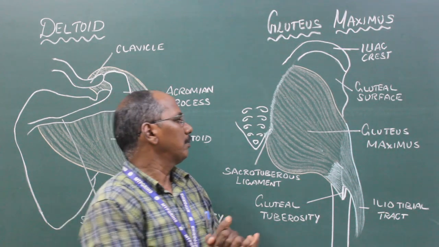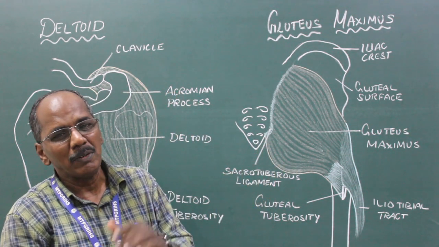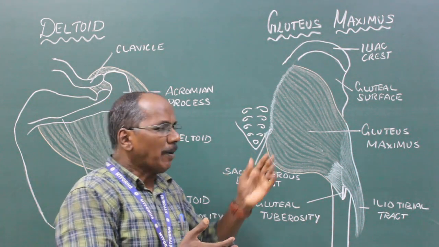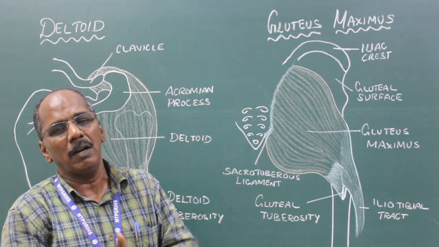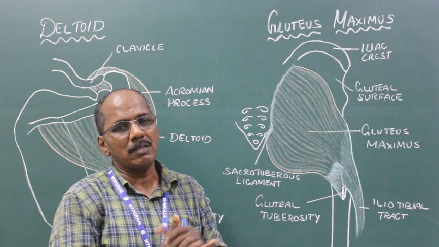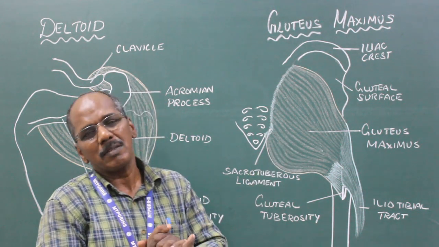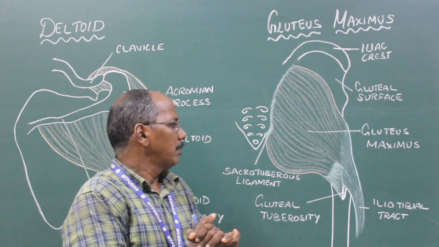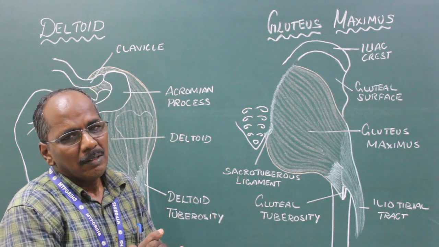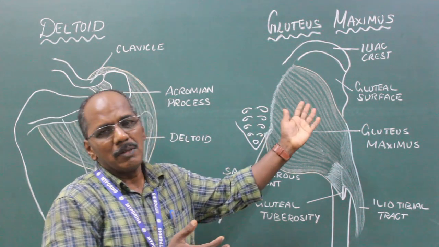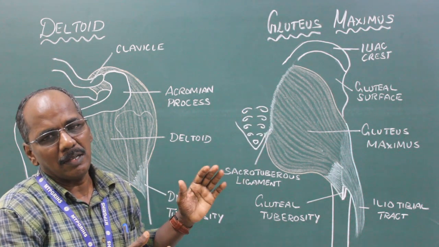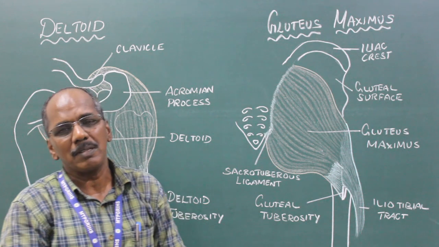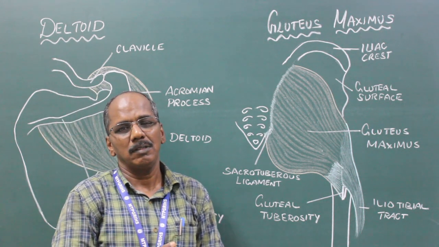Now supply. It is supplied by inferior gluteal nerve. Action. It is a powerful extension of the hip joint. So extension of the hip joint is caused by gluteus maximus muscle. Clinical anatomy. It is the common muscle used for intramuscular injection. The upper lateral quadrant is used for intramuscular injection.